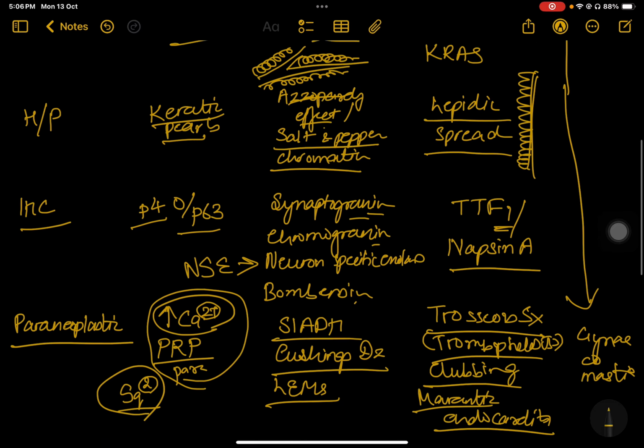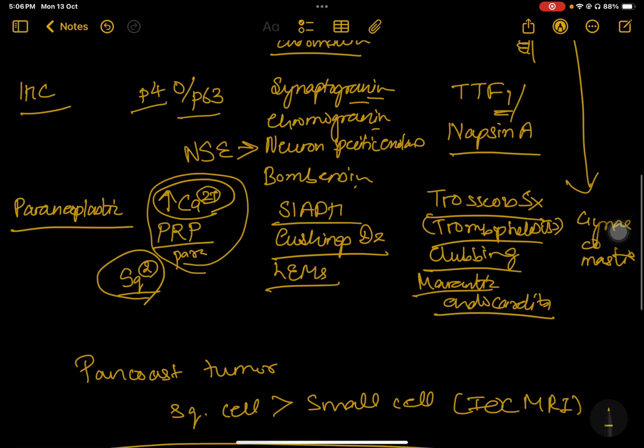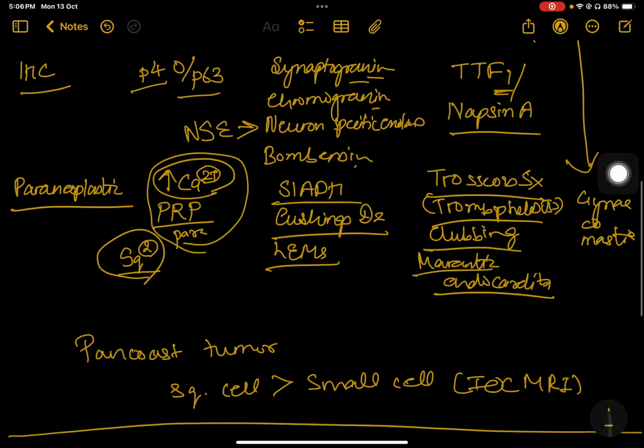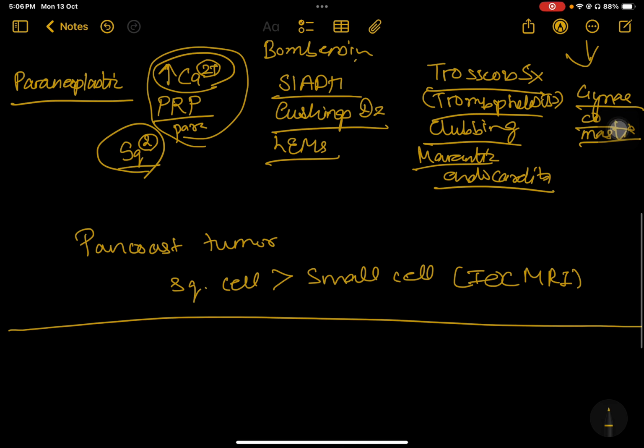Large cell is very similar to your squamous cell carcinoma, except you can remember large for large breast, that is gynecomastia is seen with large cell carcinoma. Pancoast tumor, it is more commonly a squamous cell carcinoma followed by small cell carcinoma.